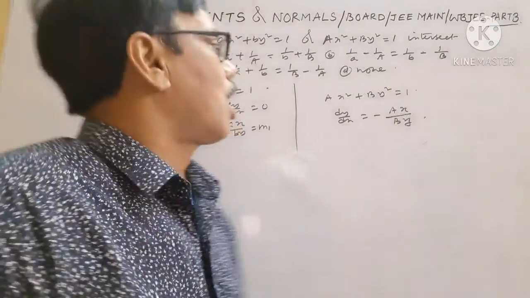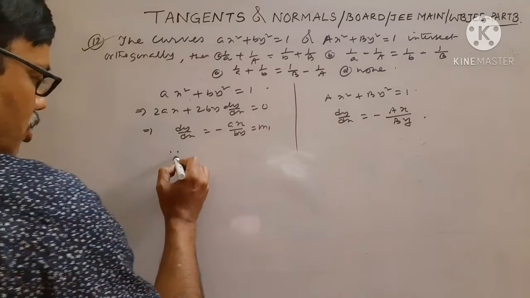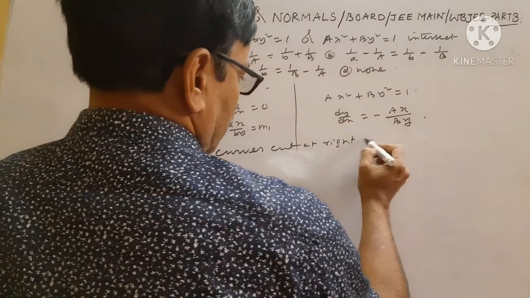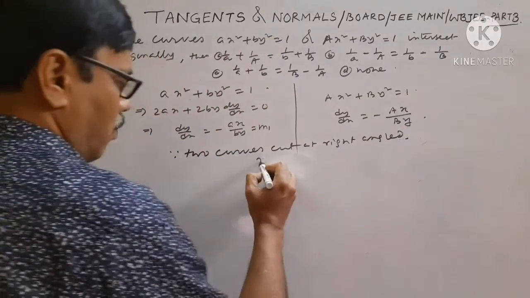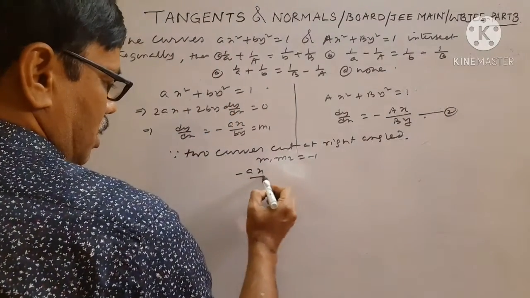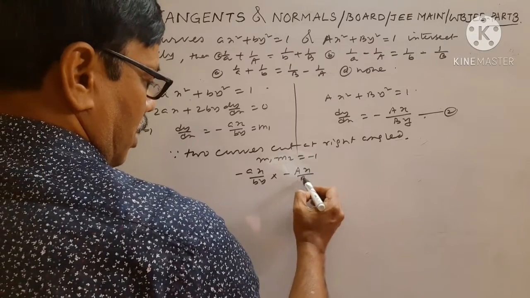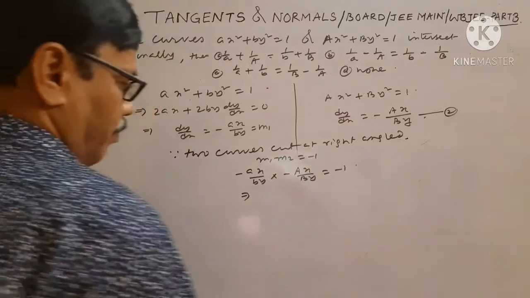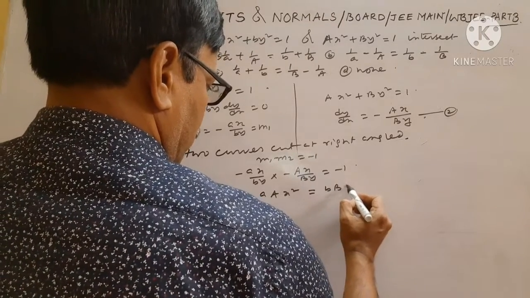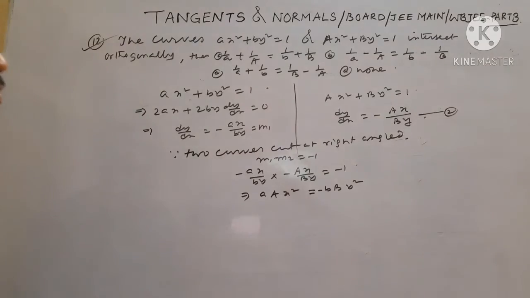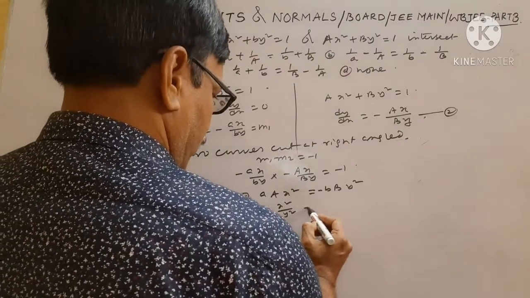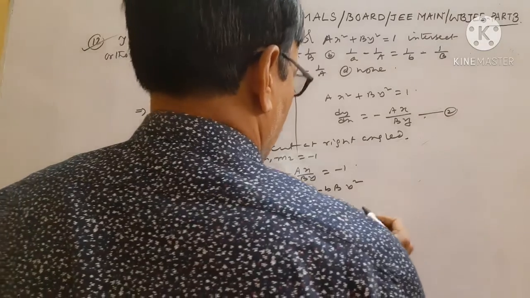Now two curves cut at right angle, that is orthogonally. Since two curves cut at right angle, m1 m2 equals minus 1, so the product of slopes is minus 1. So minus ax by by times minus capital A x by capital B y equals minus 1. So a into capital A into x square equals b into capital B into y square with negative sign. So we are getting a relation. So what is x square by y square? Minus bB by aA.